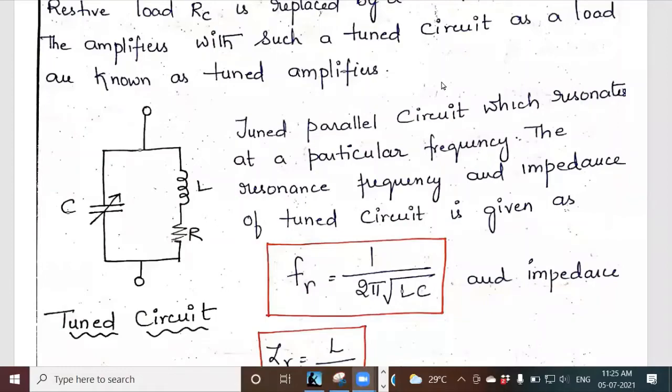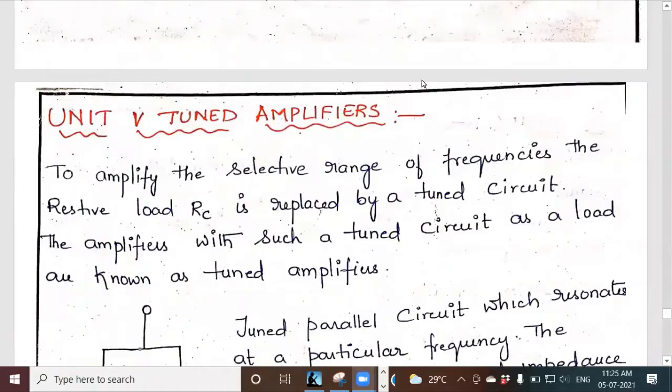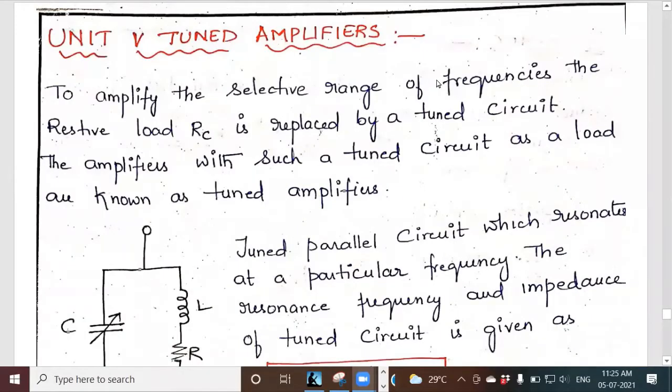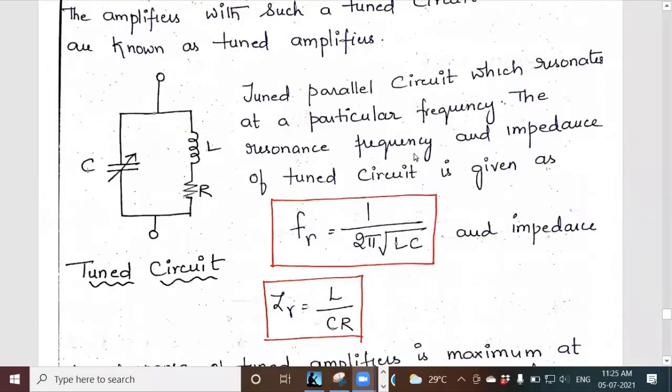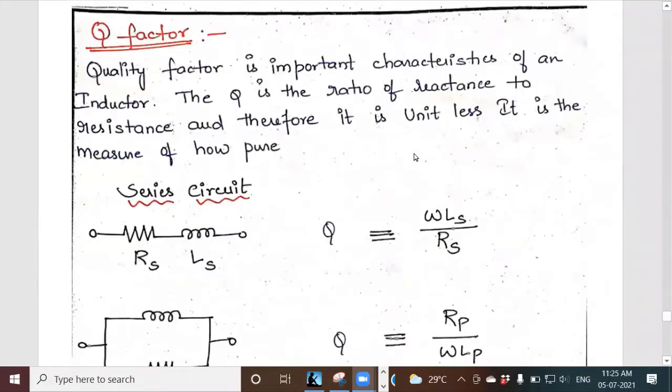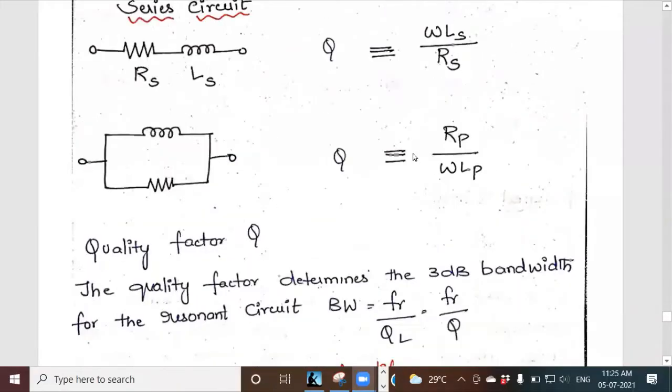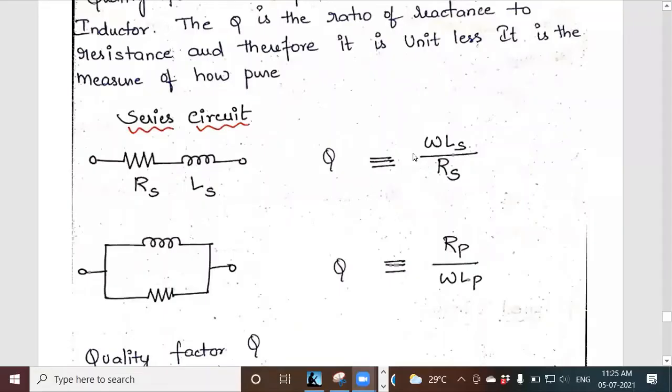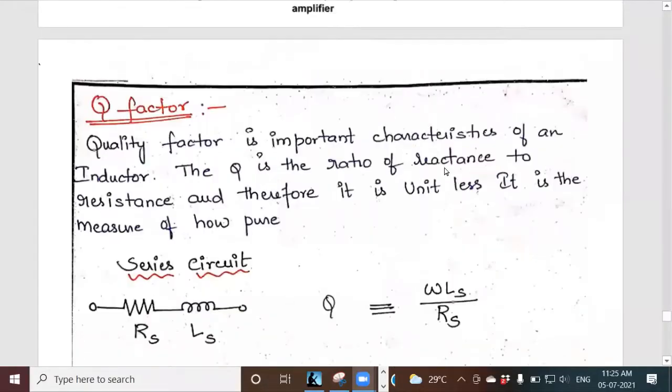Okay, thank you. So today's class, we will start tuned amplifiers. Why do we need these particular tuned amplifiers? See, generally, a general amplifier will amplify the signal for a wide range of frequencies.